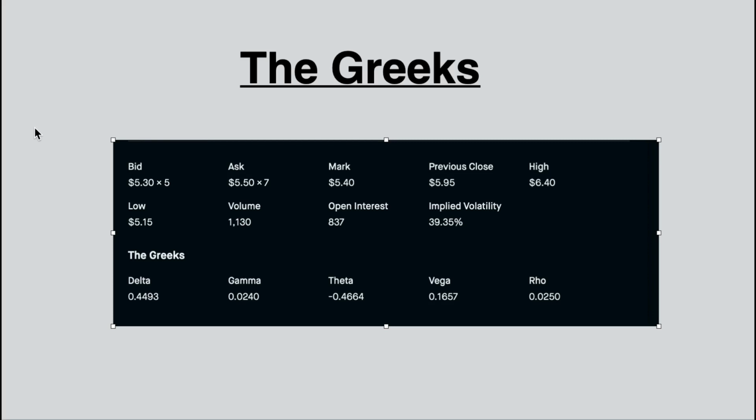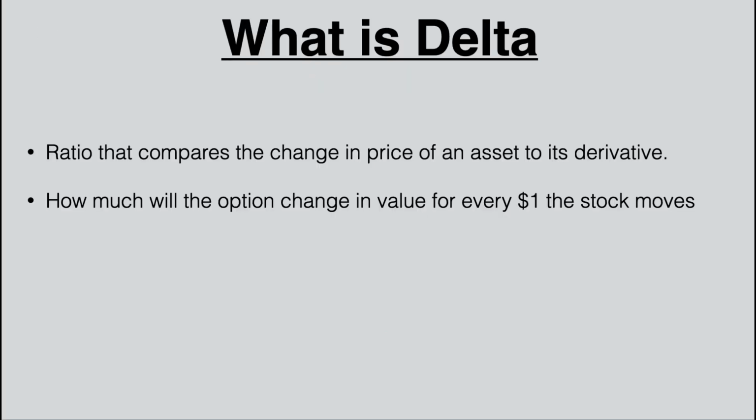So the way I am going to structure this is I'm going to start by explaining the most important to the least important. And the very first two are kind of tied because they're in my opinion the two most important Greeks. But I have to start somewhere, so the first one I'm going to explain is delta.